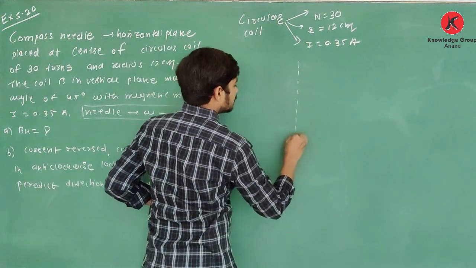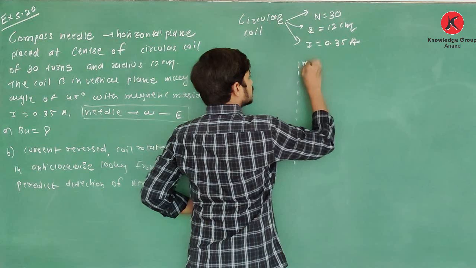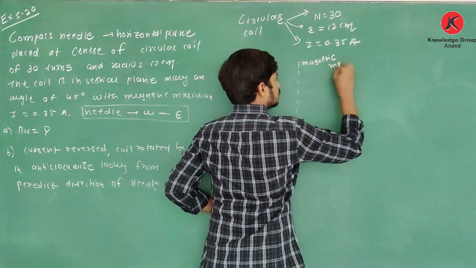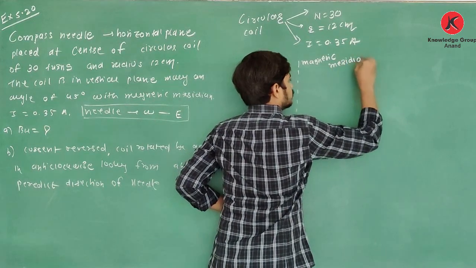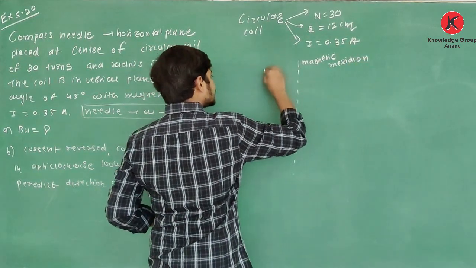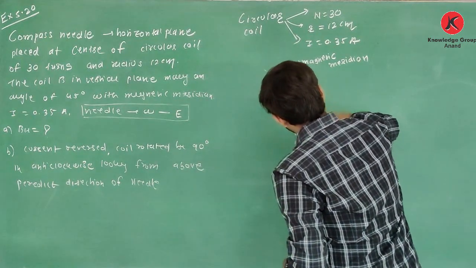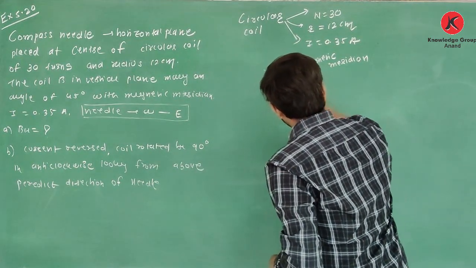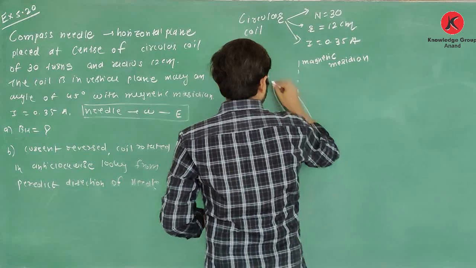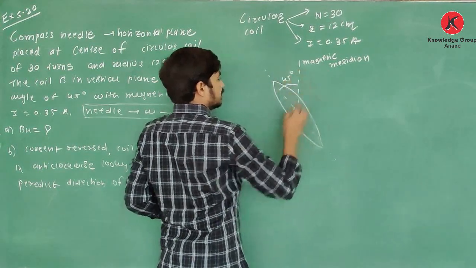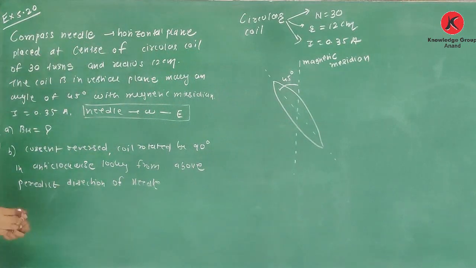Suppose it is the magnetic meridian. Okay, so the coil is placed such that its plane makes an angle of 45 degrees with it. The plane of the coil is making an angle of 45 degrees. Clear about this?